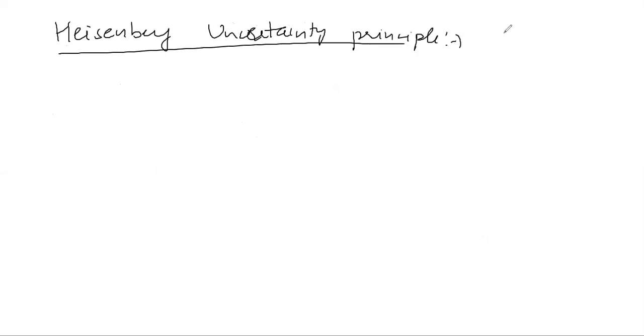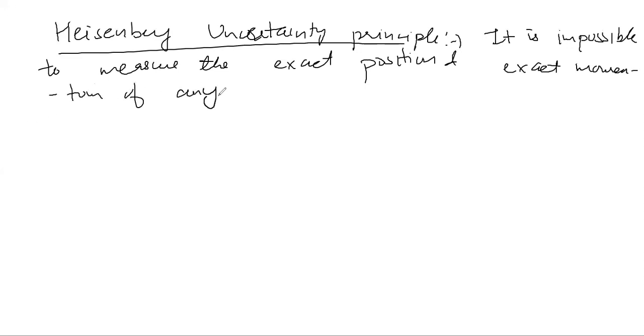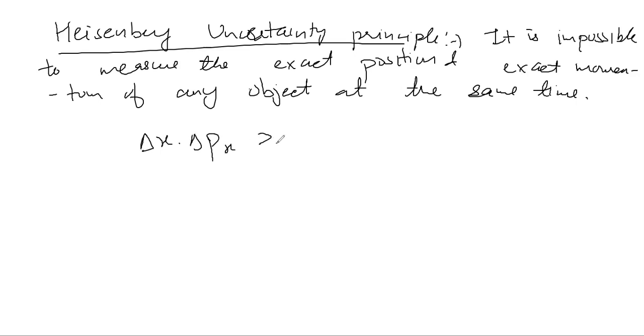Which basically states that it is impossible to measure the exact position and exact momentum of any object at the same time. The mathematical expression for this is Δx Δp ≥ ħ/2.